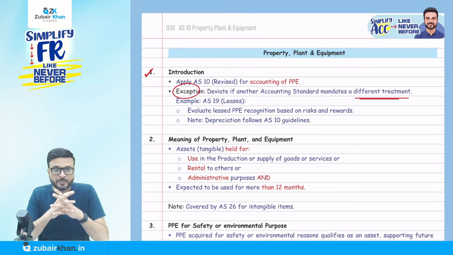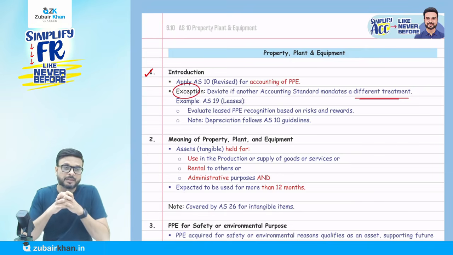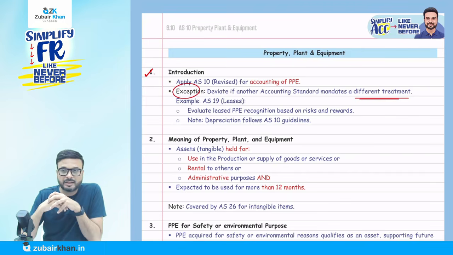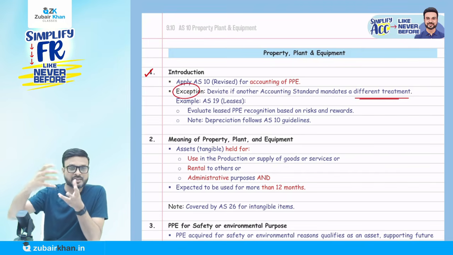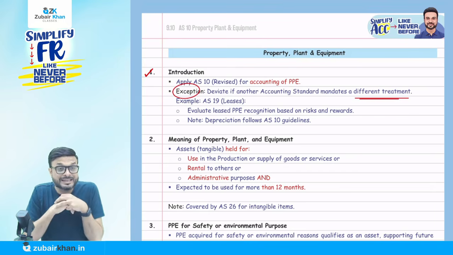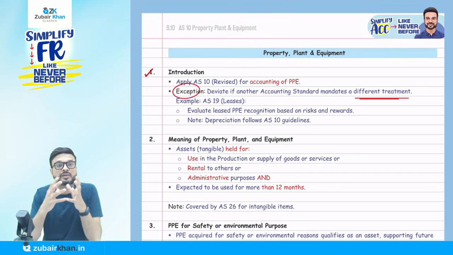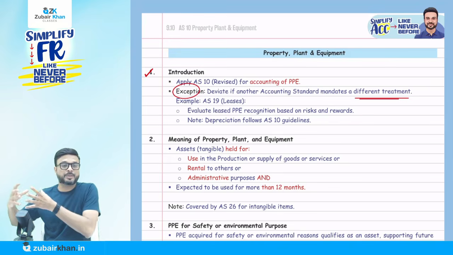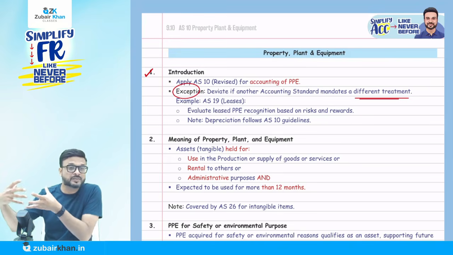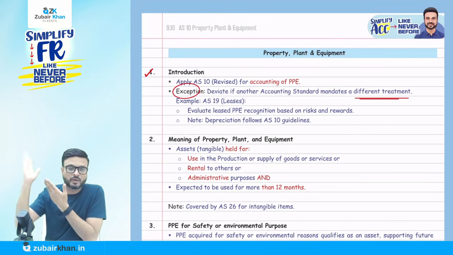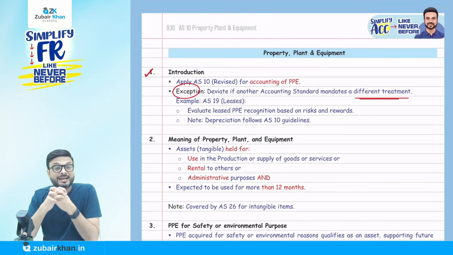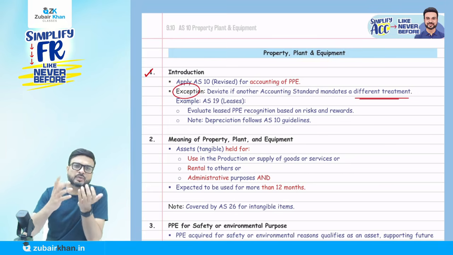What does it mean? Accounting standard 10 talks about the accounting treatment of property, plant and equipment, but if there is some accounting standard that talks about a specific treatment, for example if you have taken something on lease, that is also PPE, you have taken some machinery on lease, then the treatment is going to be done as per accounting standard 19, that is lease. If there is some separate accounting standard which talks about certain specific situations like the lease, we'll follow that. But AS19 talks about recognition of lease, as I said we have taken on lease, but for depreciation purposes we are going to follow AS10 only.